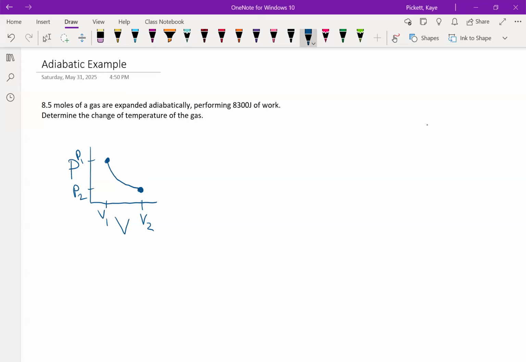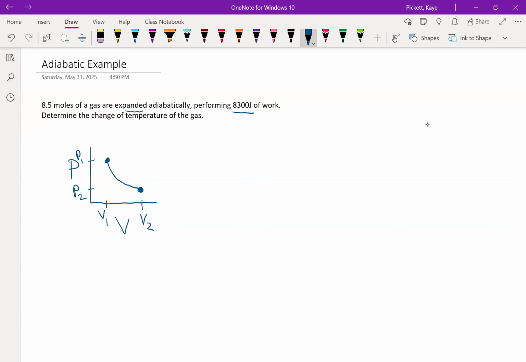So we've got a steep curve. In fact, adiabats are steeper than isotherms. Now we know that we're expanding, so we went from V1 to V2. We actually expanded the gas. We don't know the volumes. We don't know the pressures. But we are performing 8,300 joules of work.